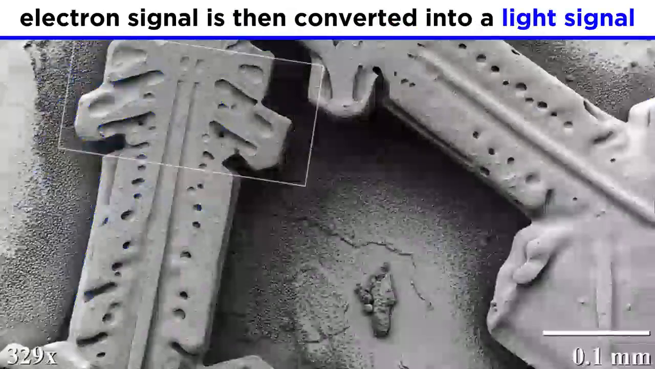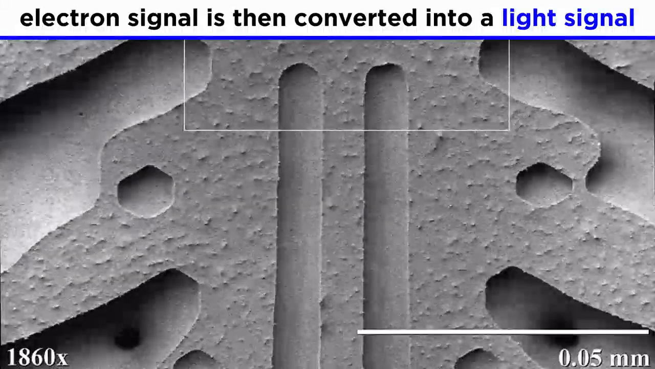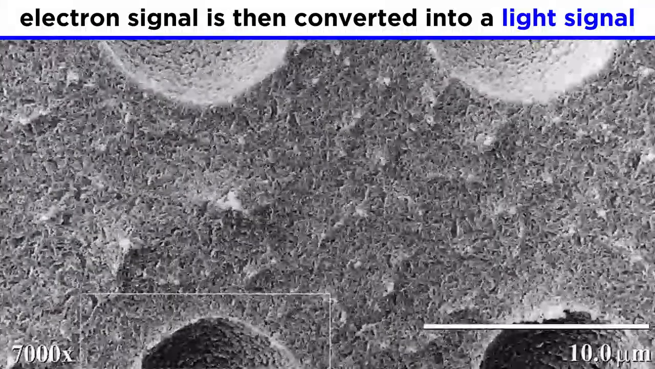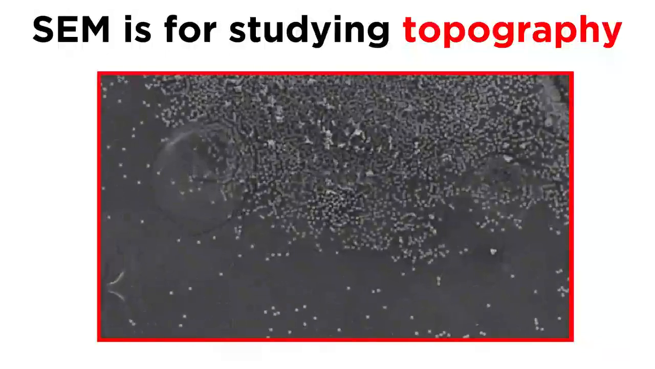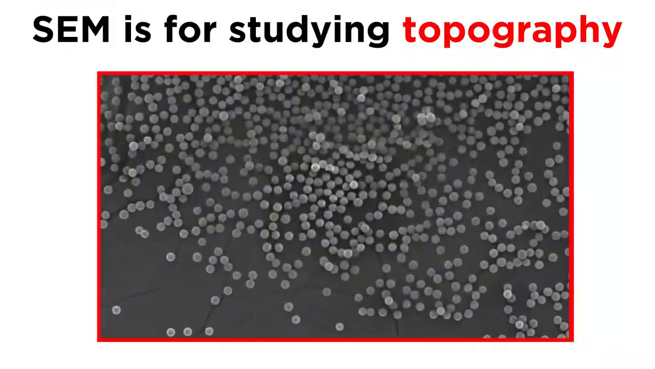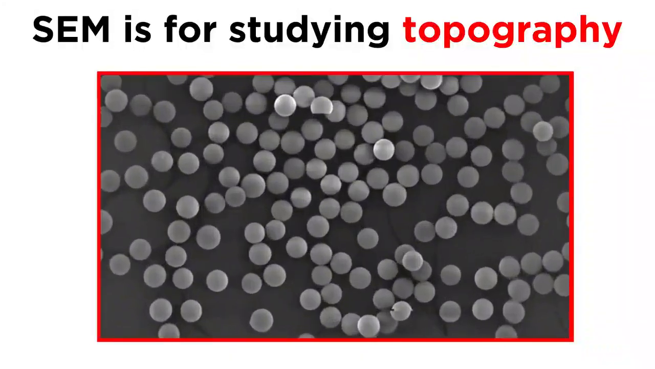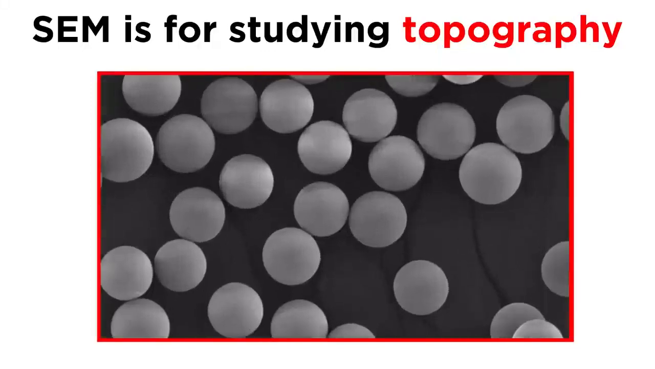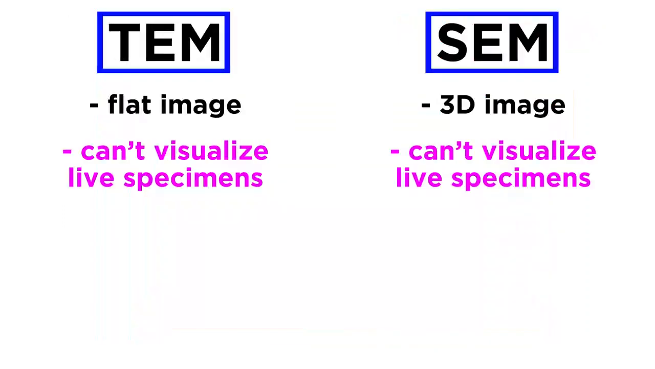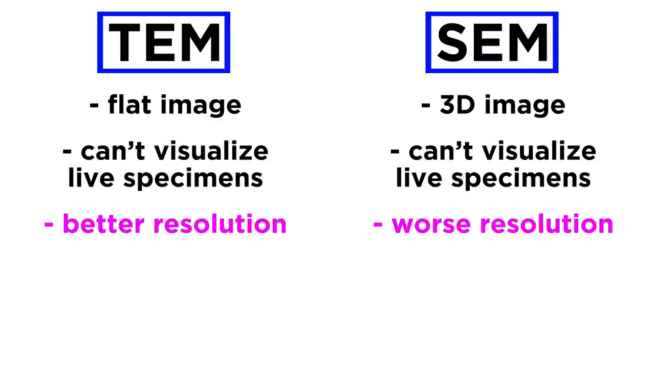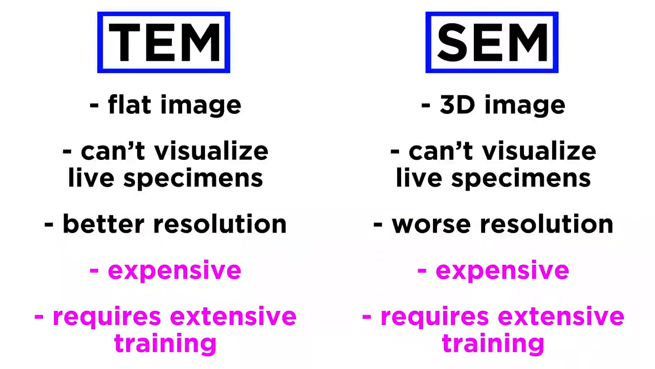The detectors convert the electron signal into a light signal that is amplified by passing through a photomultiplier before the final image is projected on a computer screen. SEM imaging is primarily used to study the topography of cells and other similar structures. With this type of microscopy, researchers are able to investigate the depth of structures, which isn't possible with TEM, as SEM produces a 3D image as opposed to the flat image from TEM. Yet, just like TEM, SEM cannot visualize live specimens, and SEM has worse resolution than TEM. Both TEM and SEM are expensive and require a lot of training, so they are not likely to be used apart from those pursuing a microbiology career.